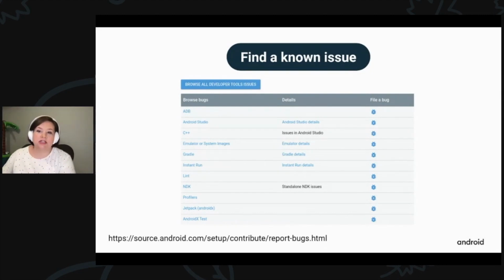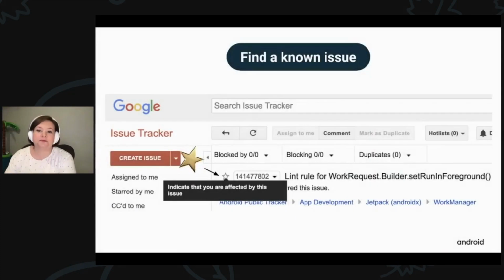You can find known issues for given components from the docs page linked at the bottom of this slide about reporting bugs. Starring issues that are important to you is a great way to contribute. Teams use the number of stars to understand the impact that an issue has on their audience and which bugs should be addressed.